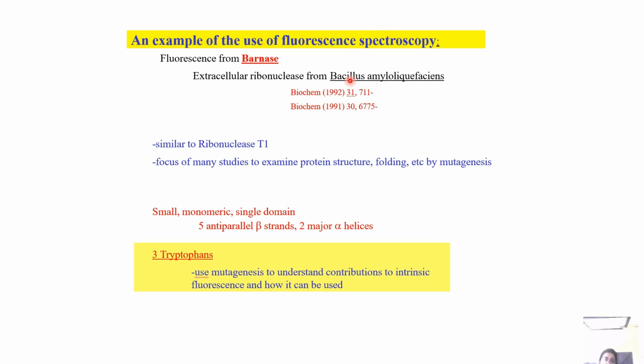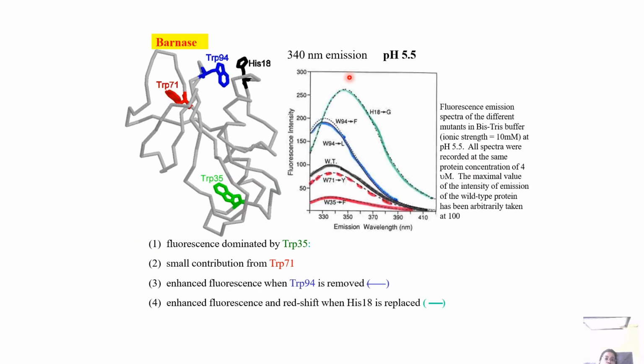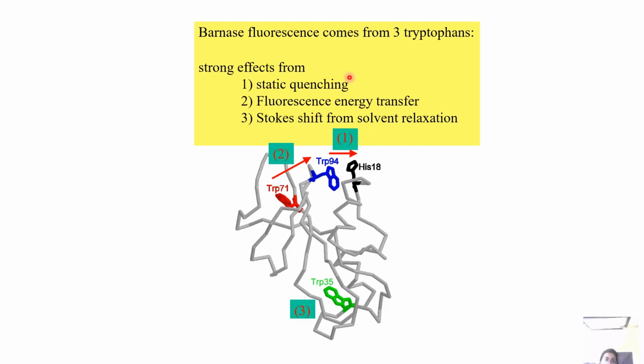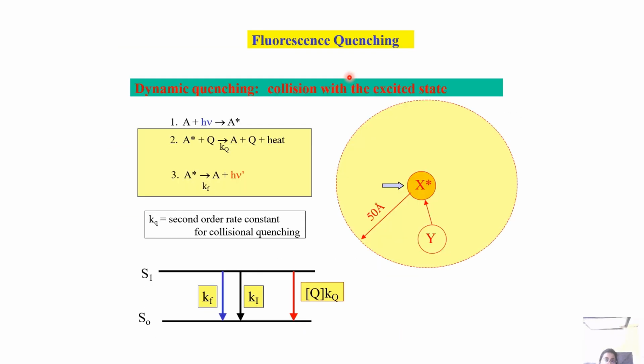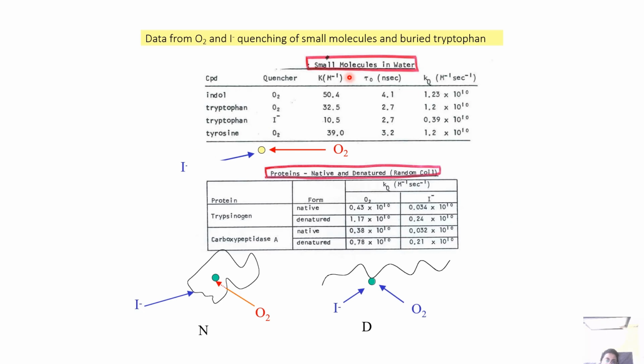So if you go through these papers, you will find an example of the use of fluorescence spectroscopy in biology. So I will not go into too much detail for these papers. You can just go around in these papers and check it out.